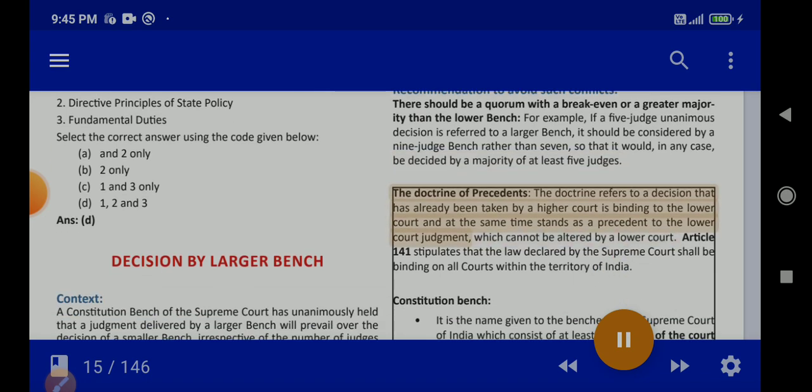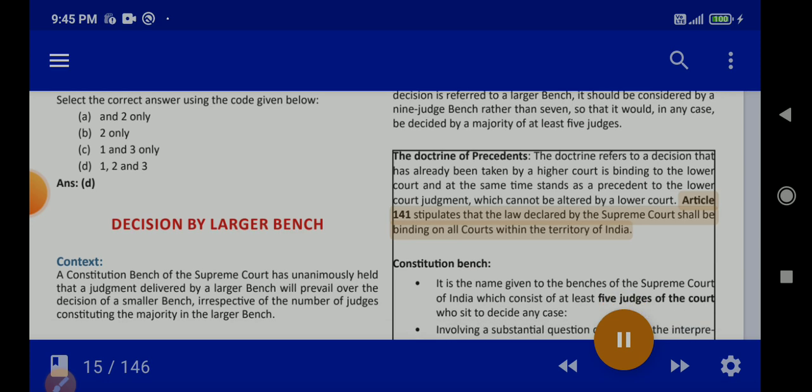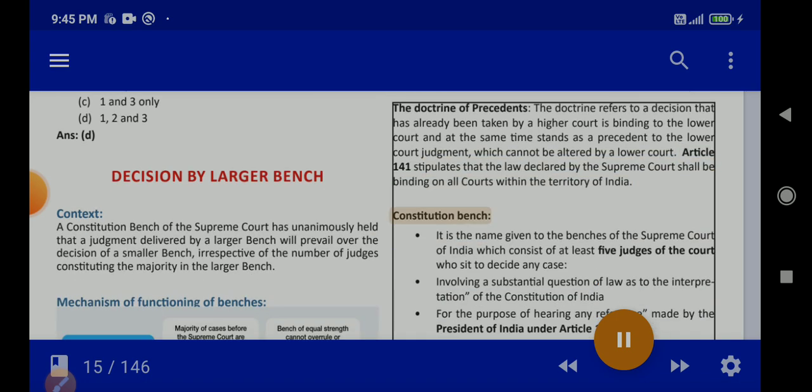The doctrine of precedence. The doctrine refers to a decision that has already been taken by a higher court as binding to the lower court and at the same time stands as a precedent to the lower court judgment, which cannot be altered by a lower court. Article 141 stipulates that the law declared by the Supreme Court shall be binding on all courts within the territory of India.